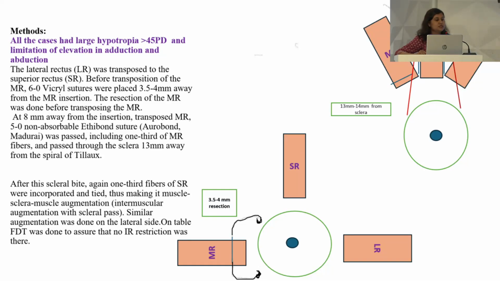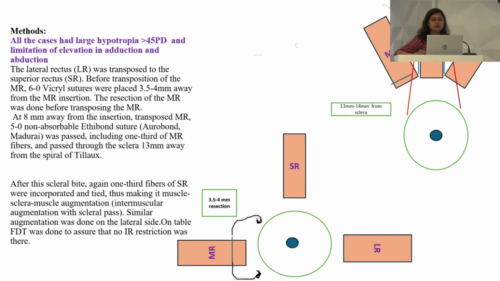In this series, all the cases had large hypertropia of more than 40 prism diopter and with limitation of elevation in adduction and abduction. And in this, lateral rectus was transposed near the superior rectus, and after transposing at 8 mm, 1/3 of the lateral rectus fibers were taken with the help of 5-0 non-absorbable Ethibond suture and then passed at the sclera 13 millimeter from the limbus, and then again 1/3 fibers of the superior rectus were taken, and thus the triple pass along with both the muscle augmentation and scleral pass.